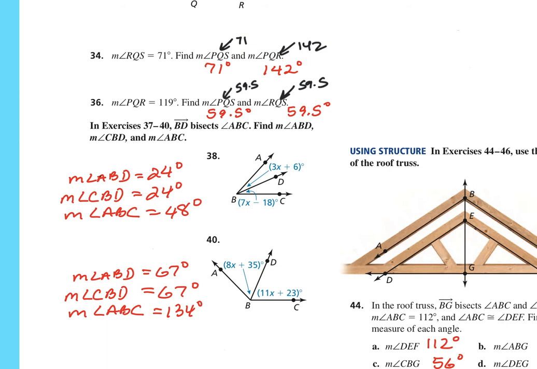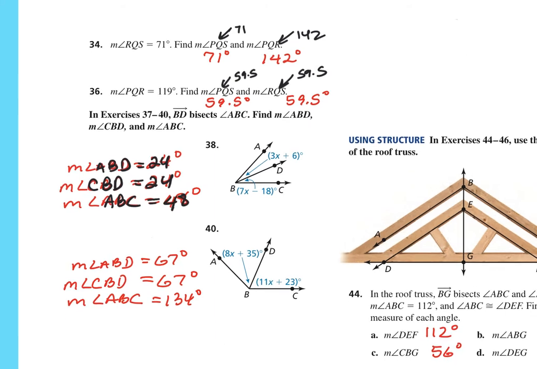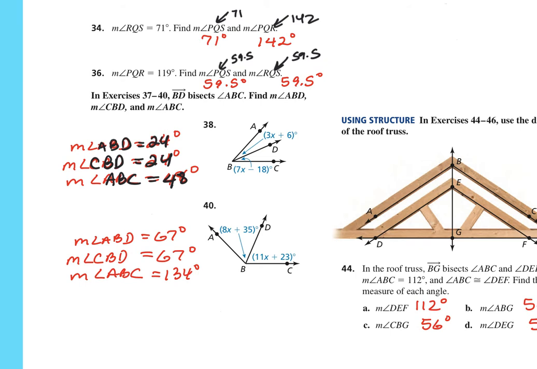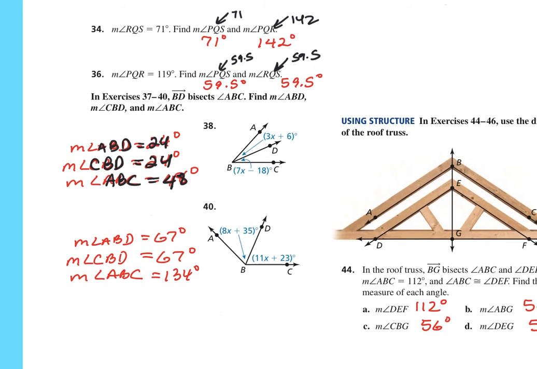For 38, ABD equals 24. CBD equals 24. ABC equals 48. Those would also require work because you're setting them equal to each other, solving for x, and then plugging it back in. ABD equals 67 for 40. CBD equals 67. And ABC equals 134.